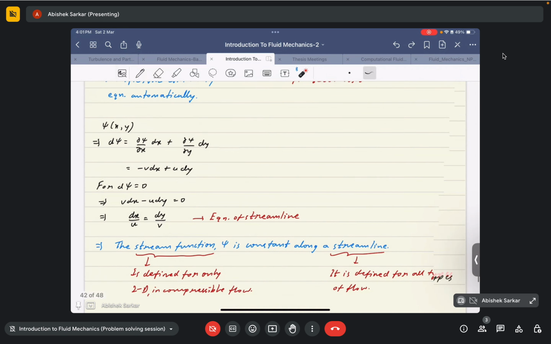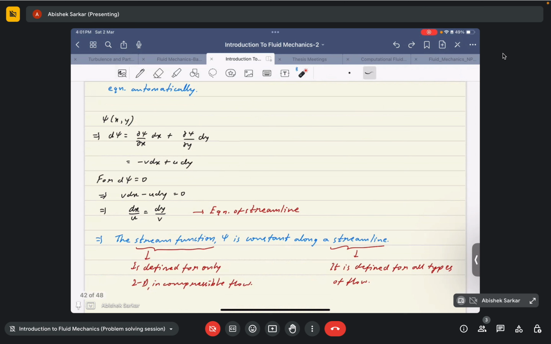Okay, so since we know ∂psi/∂x is equal to minus v and ∂psi/∂y is equal to u, we substitute that in this expression to get that d psi is equal to minus v dx plus u dy.